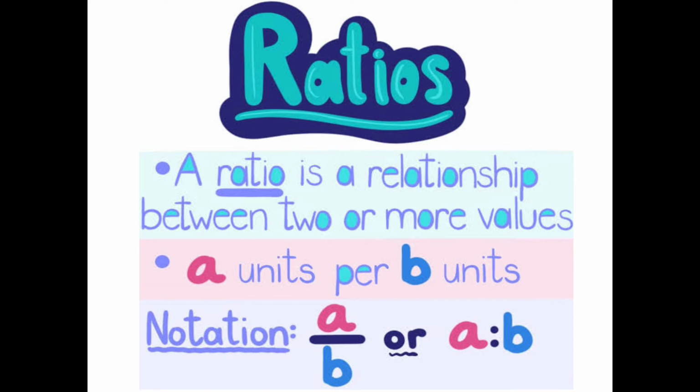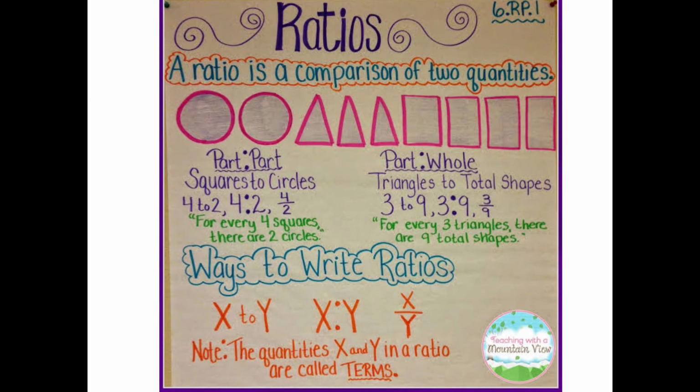So one quantity is A units, the other is B units. What is the notation? That is A by B. A units to B units, A by B, or we can write A is to B. So this is called the ratio. A ratio is a comparison of two quantities.